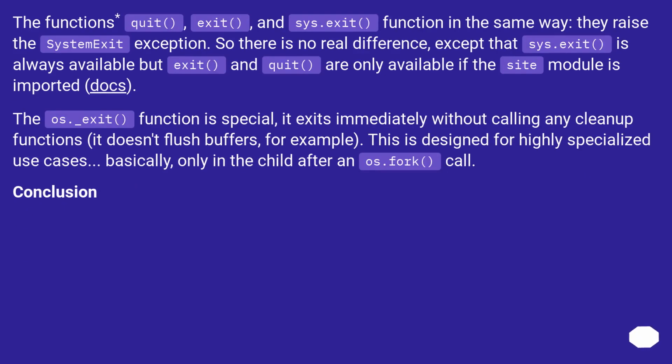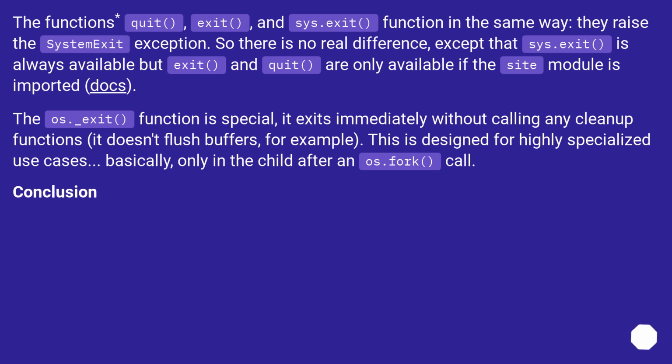The functions quit, exit, and sys.exit function in the same way. They raise the SystemExit exception. So there is no real difference, except that sys.exit is always available but exit and quit are only available if the site module is imported, per the docs. The os._exit function is special. It exits immediately without calling any cleanup functions. It doesn't flush buffers, for example. This is designed for highly specialized use cases. Basically, only in the child after an os.fork call.